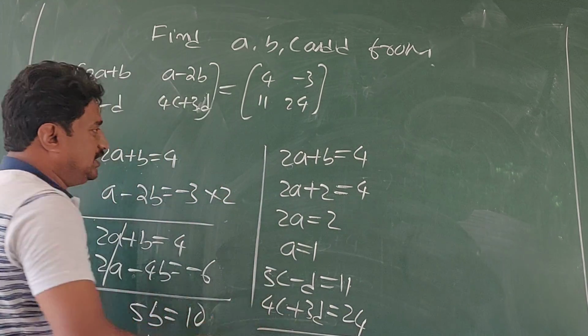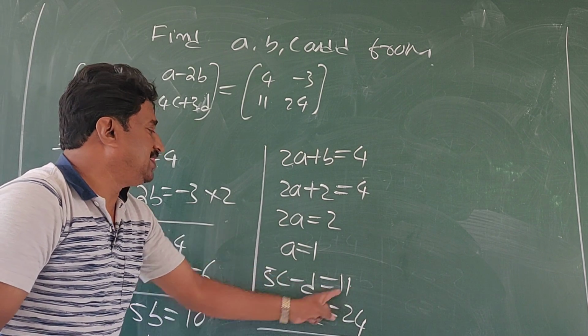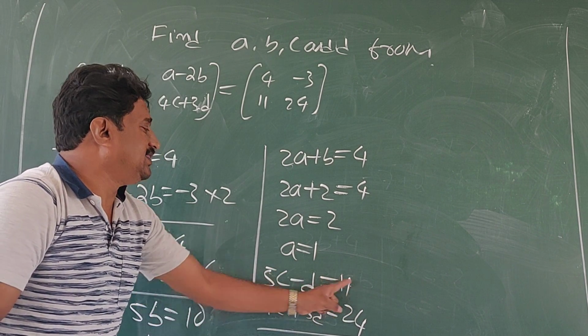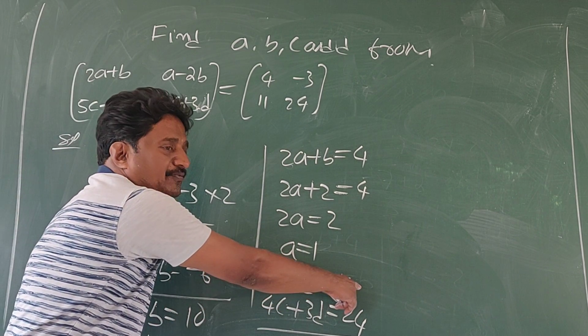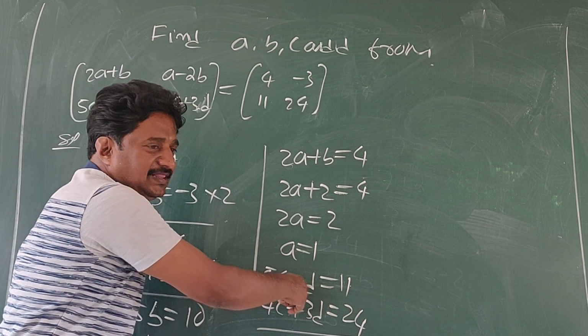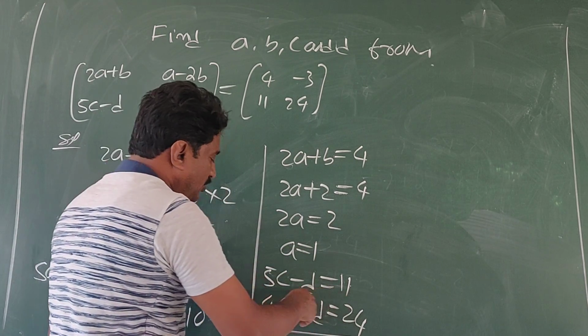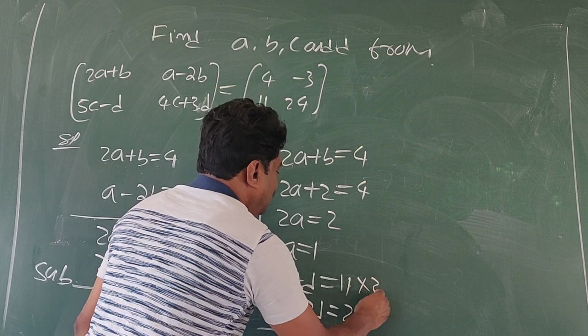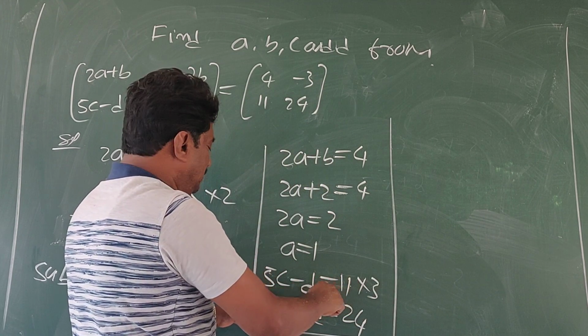So look at these linear equations. If I multiply the first equation by 3, I get 3D. On adding, 3D gets canceled. Then we can find the C value. Multiply the full equation by 3.